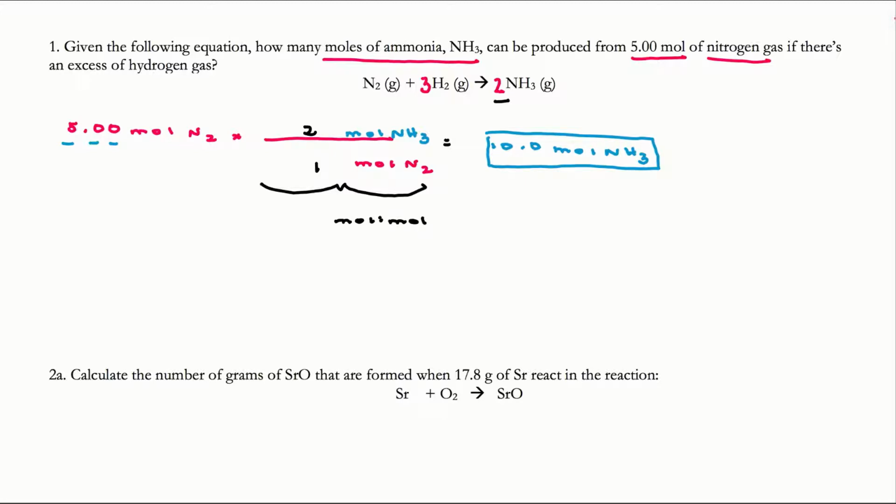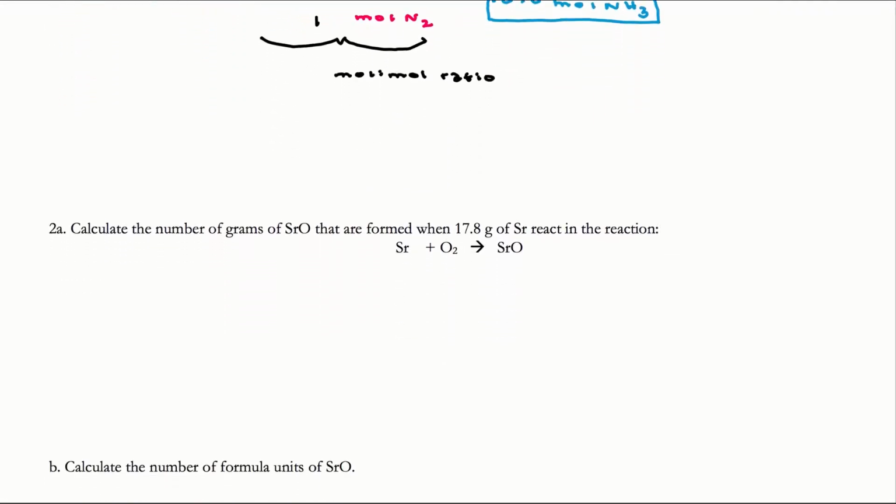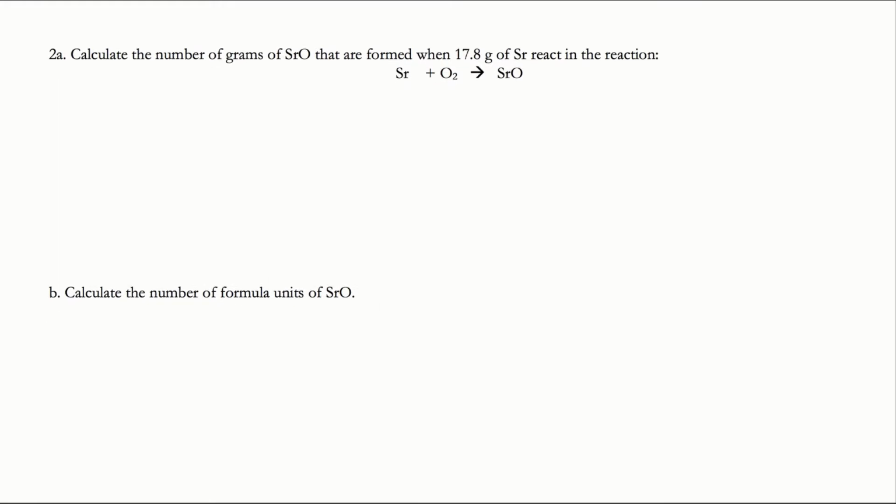Okay, so let's look at a slightly more challenging problem. So what if instead of giving you moles, I ask you to convert between grams of 2 different substances? Can I do that? Absolutely. Let's first balance this. So I've got 2 oxygens on my reactant side, so I'm going to put a 2 in front of SrO. So then I need a 2 in front of strontium.